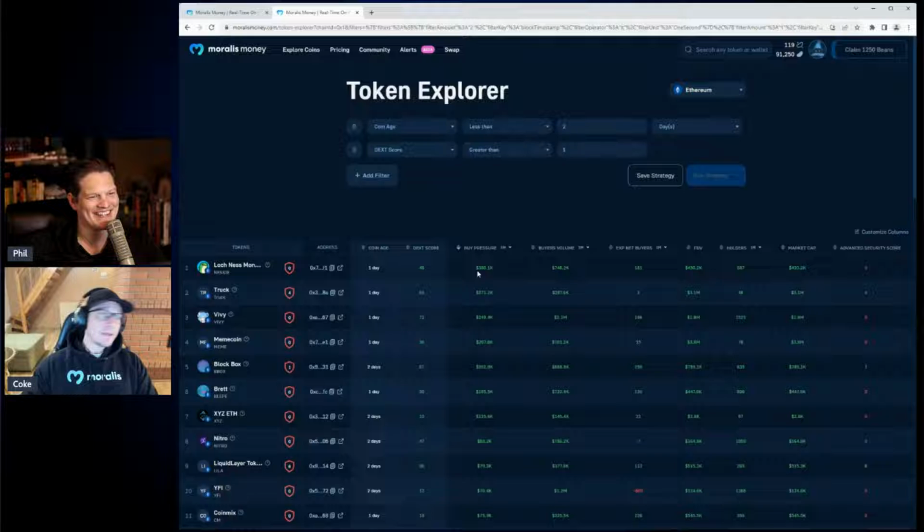And again, why we want to sort, for example, by buy pressure or by experienced net buyers is that it will push up the coins that have seen the most traction today.